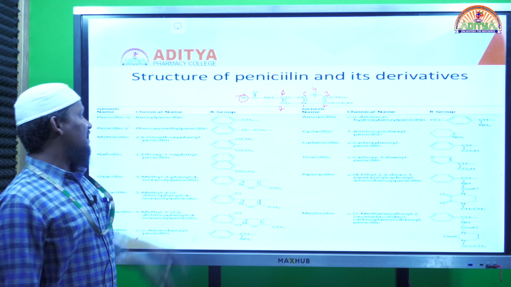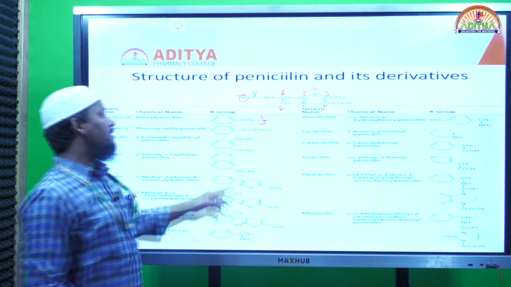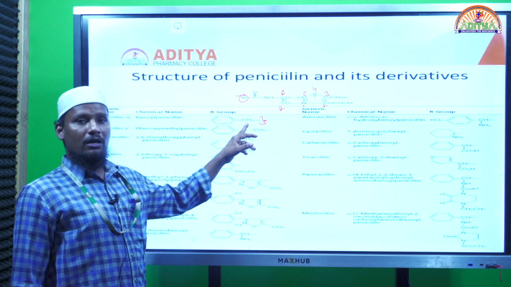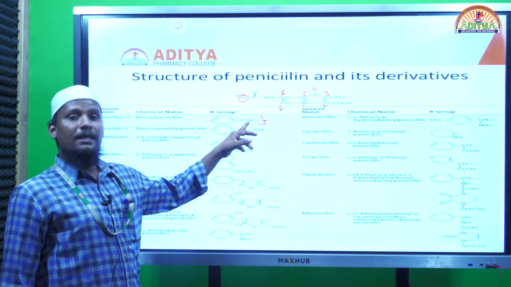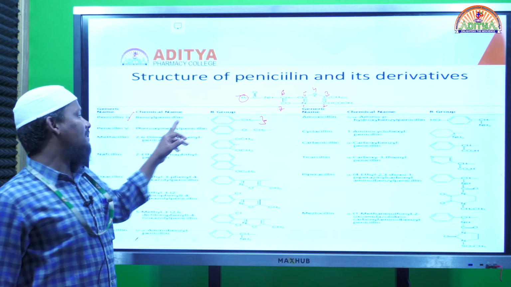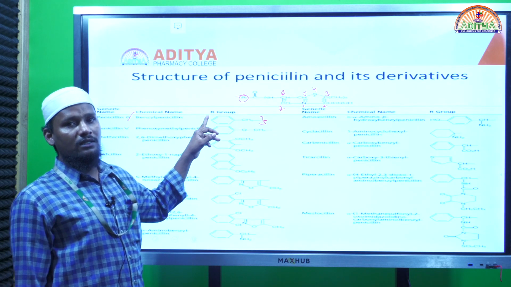So in penicillin G, in the place of R, we are attaching a benzyl side chain. This one is the benzene ring, and this is the alkyl functional group. It is called a benzyl. At the R place, we are going to introduce a benzyl functional group. Then it is called penicillin G or benzyl penicillin. But penicillin G, the benzyl penicillin, is acid sensitive.